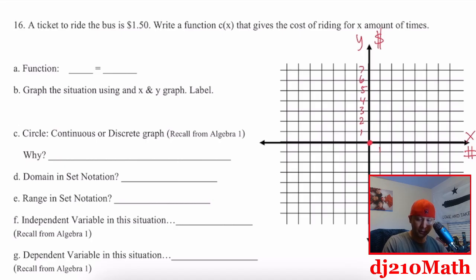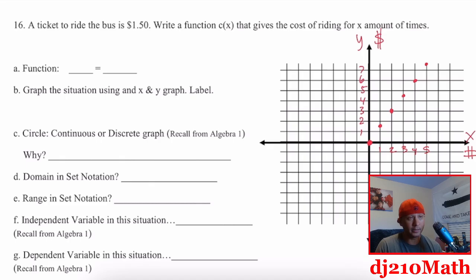So if 1 ticket is sold, it's $1.50. 2 tickets, $3. 3 tickets, $4.50. 4 tickets, $6. 5 tickets, $7.50. All right.